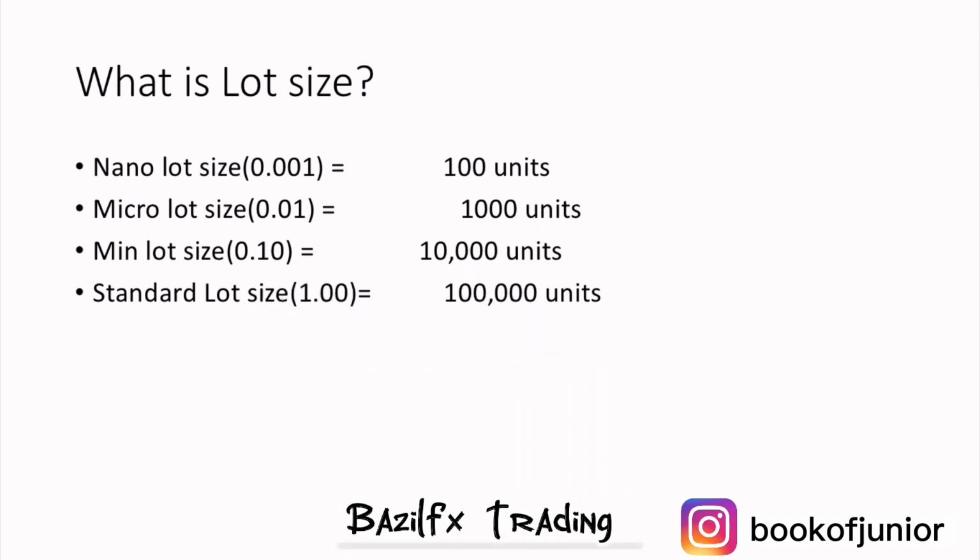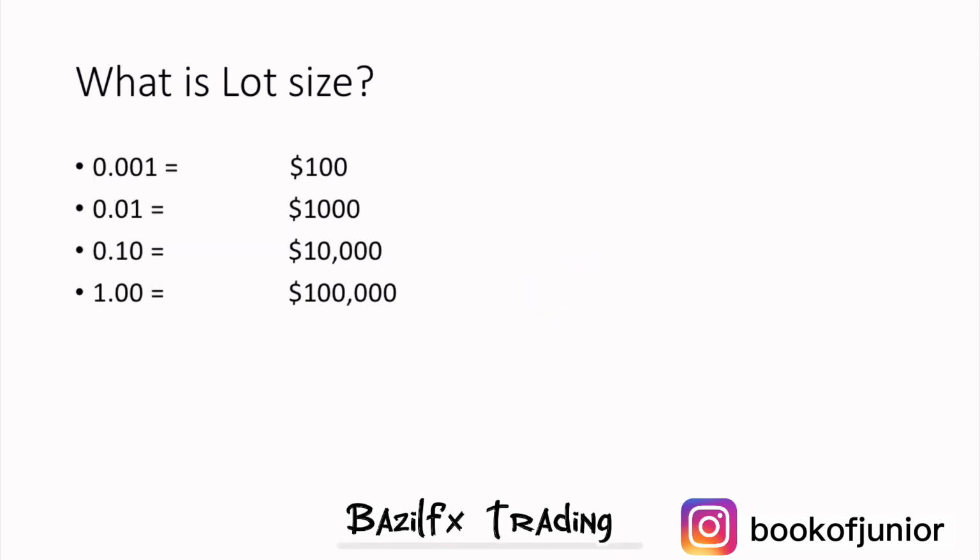So meaning for you to use the standard lot size, you need to have $100,000 in your account. But again, since we have leverage, for you to trade 100,000 units, you only need to deposit $1,000, and you are able to trade with 100,000 units. You'll be able to control this much. So this is where leverage comes in and helps us, that even with less money, we can control these huge amounts of money.